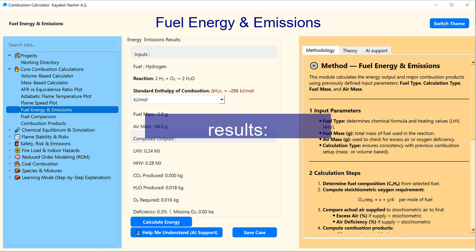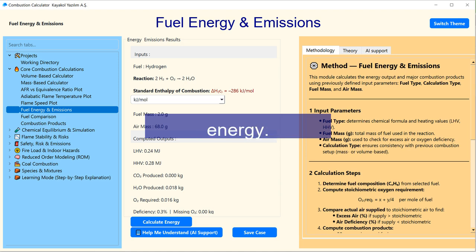Here's a breakdown of the results. Lower heating value, LHV, and higher heating value, HHV. LHV represents the amount of heat released during combustion, accounting for the energy loss due to water vapor formation within the fuel itself. HHV, on the other hand, accounts for the water vapor formed during combustion as if it were condensed back into liquid and recovered as useful energy.